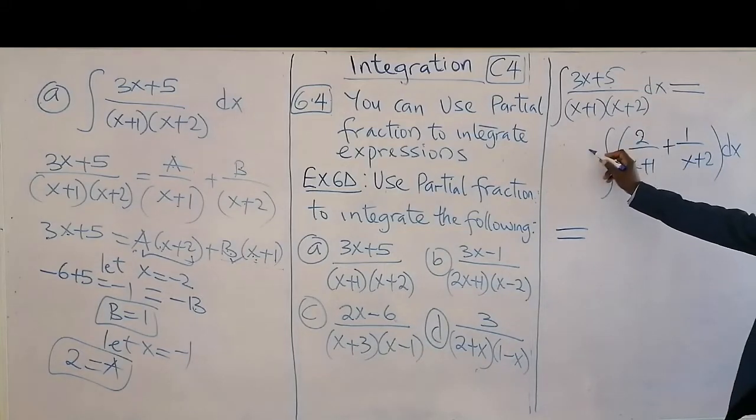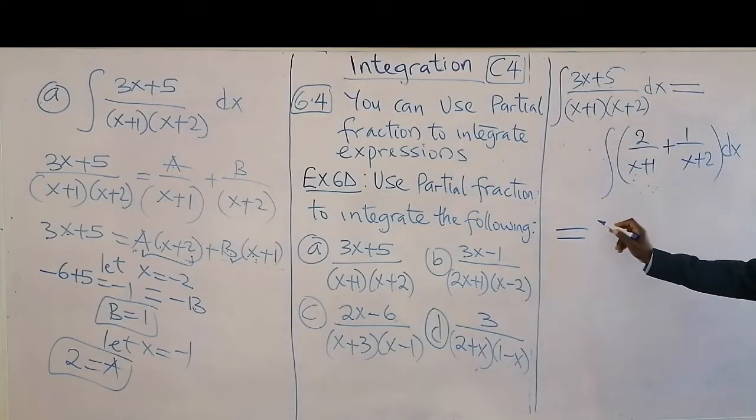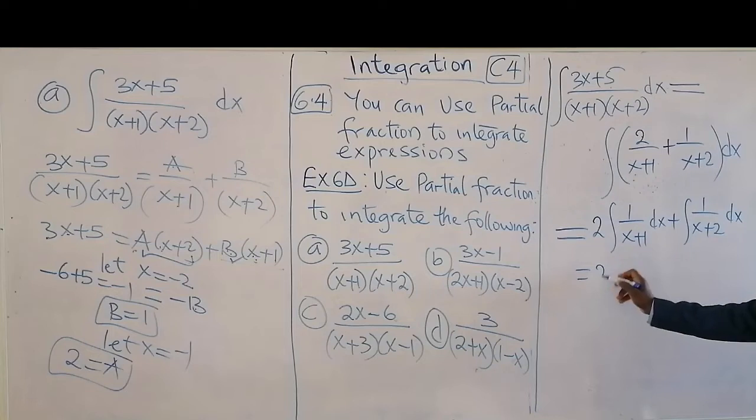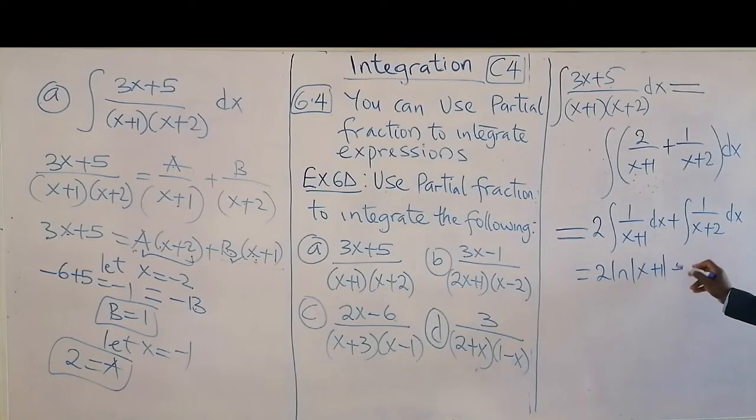So on the final answer, the 2 can go outside. That is 2 times the integral of 1 over x plus 1 dx, then plus the integral of 1 over x plus 2 dx. And that will give me 2 ln|x plus 1| plus ln|x plus 2| plus c. So that's that on that question.